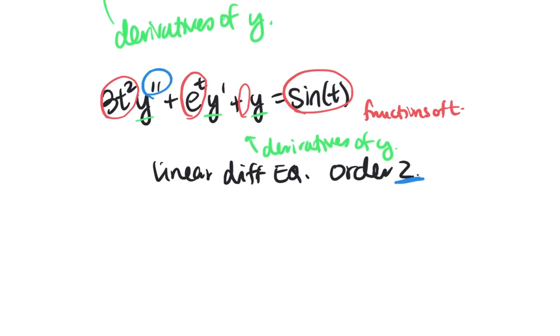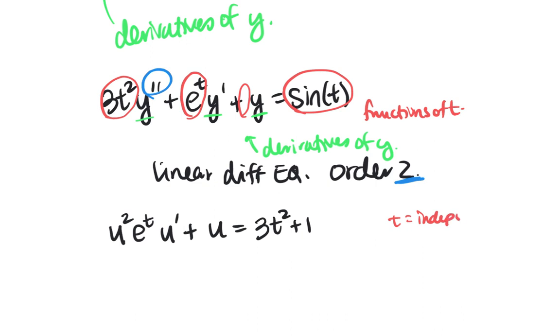Okay, what if I had this one? What if I had u squared e to the t u prime plus u equals 3t squared plus 1, something like that. Okay, so what I want to notice here is that my independent variable is t. So t is my independent variable. And so I can see that I have a function of t here. This is just a constant 1. This here is not a function of t only.